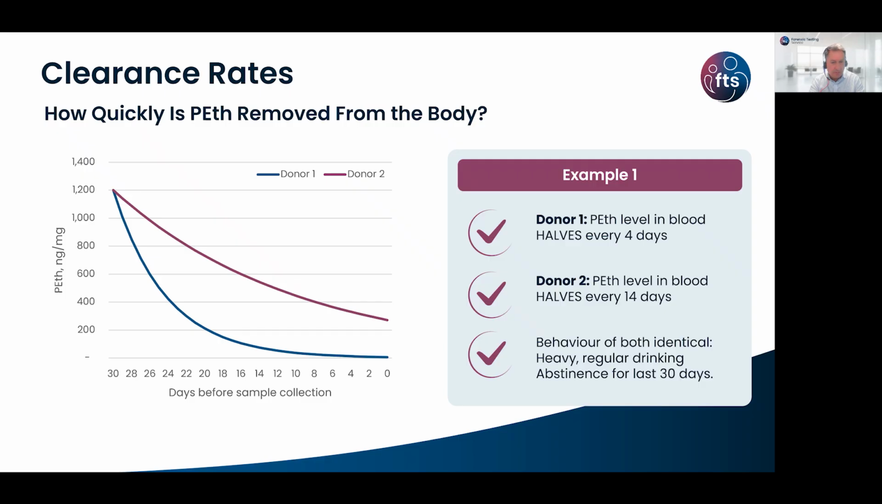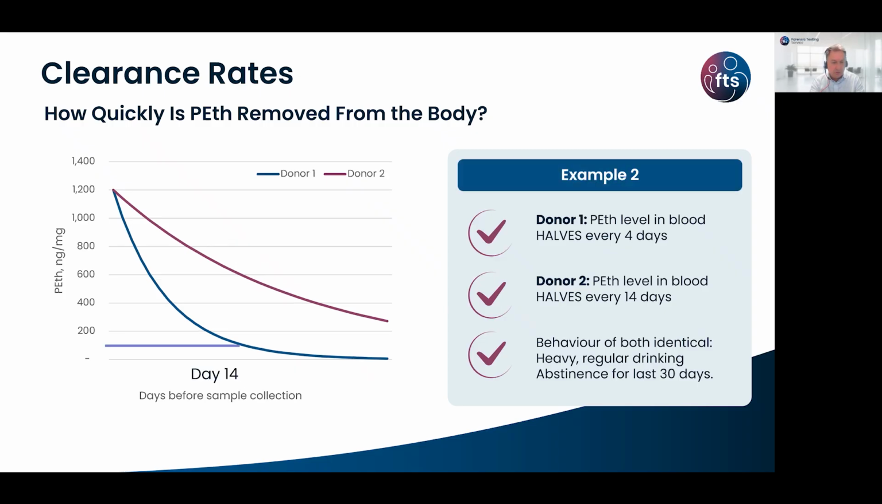And donor 2, who was individual B, they have a more gradual curve, which is fine, but you need to understand, let's say you're collecting a sample of PEth on day 14, for instance, then you would see that individual A or donor 1 would be very low at that period, whereas individual 2 would be much higher. So we have to bear this in mind, and this has to be understood in terms of the information that comes back to you. And we understand this, and if you've seen reports from FTS, you will see how this is explained.